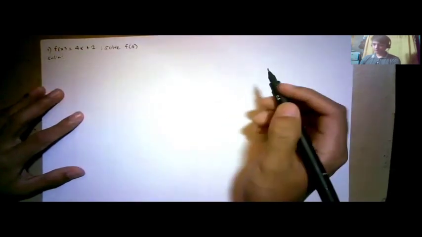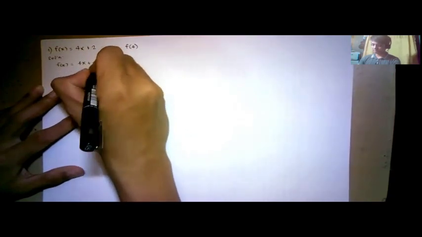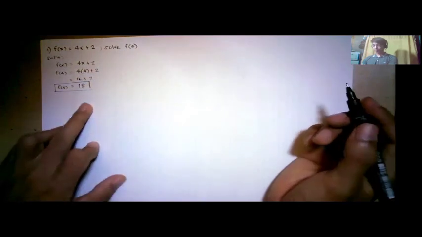So the solution: f of x is equal to 4x plus 2, and then f of 4 is equal to 4 times the quantity 4 plus 2. Then 4 times 4 is 16, plus 2. Then 16 plus 2 gives you 18. Do not forget to always box your final answer.